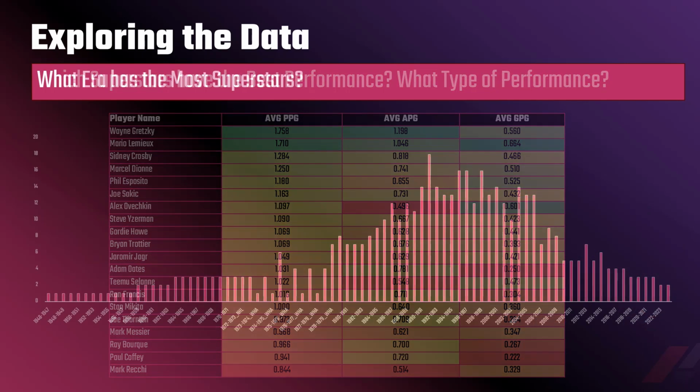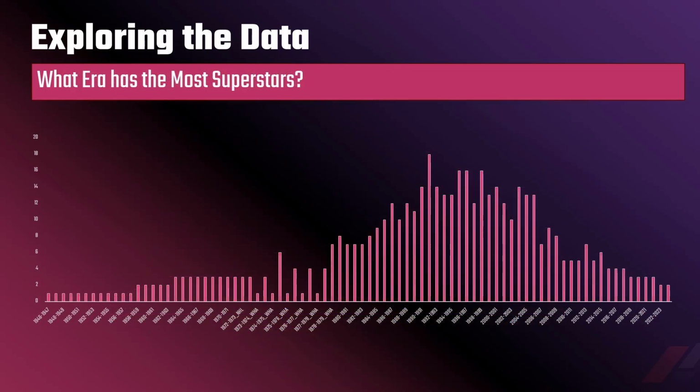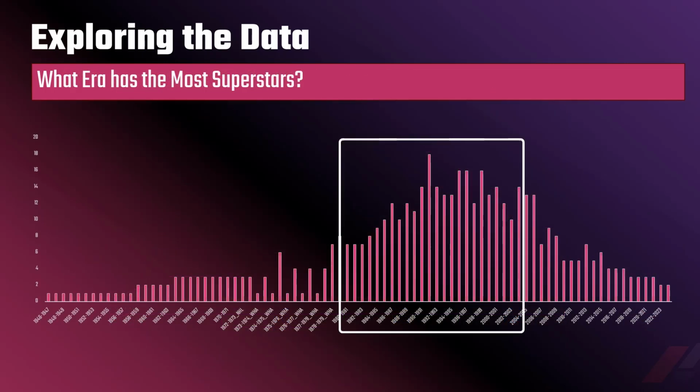Maybe. Further, when you pivot the average points per game by era, you see that the high point for point-producing superstars was 1980 to 2000, a time that witnessed the likes of Wayne Gretzky and Mario Lemieux and enforcers such as Bob Probert.